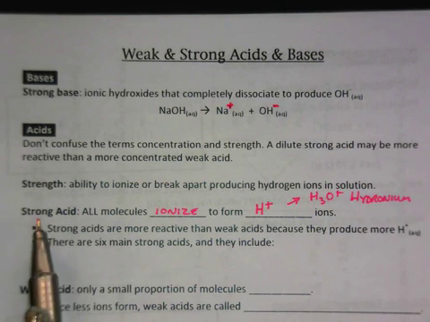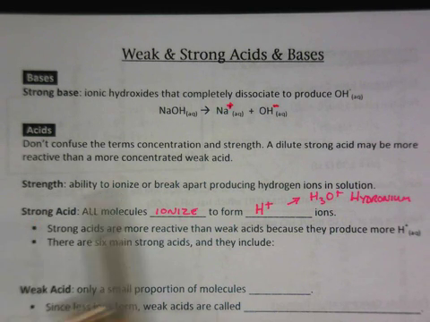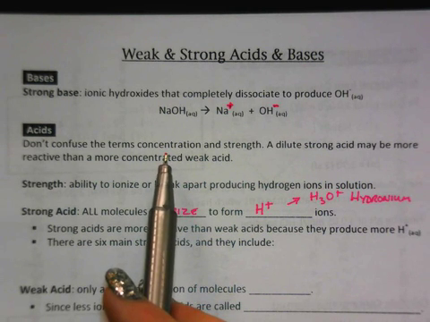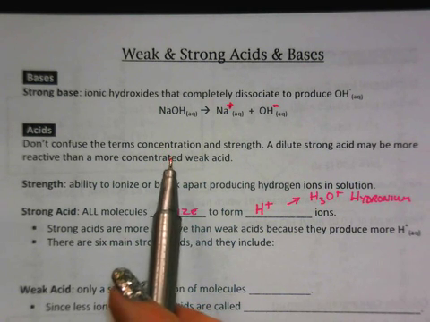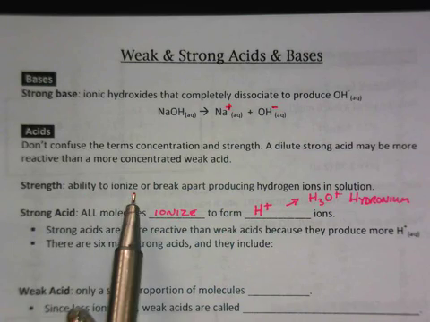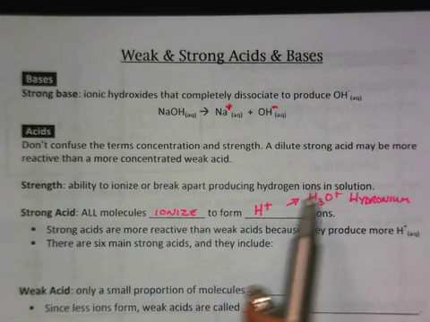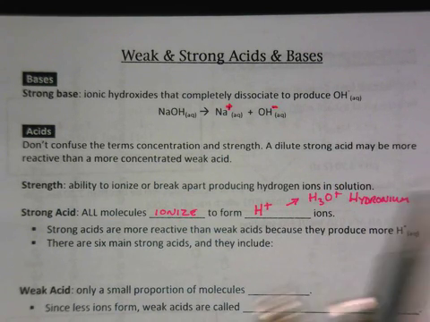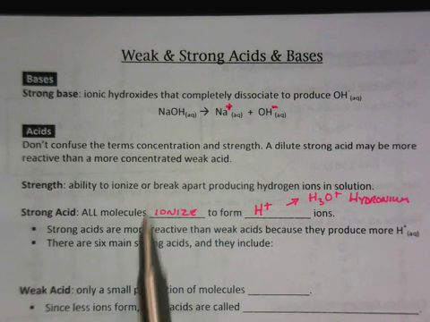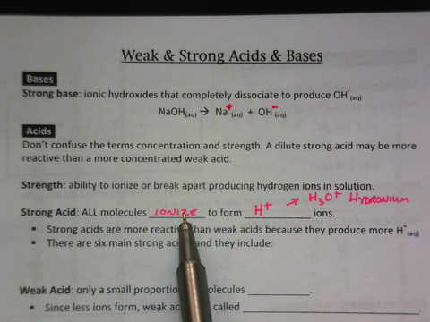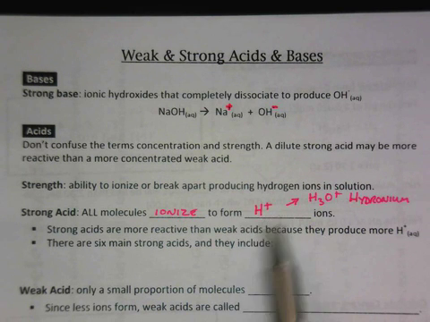When I say a strong acid, I do not mean a concentrated acid. There's two separate different pairs of words that we're going to use to describe acids and bases. When we say strong or when we say weak, we are speaking about the ability to ionize, to break apart, to produce hydrogen ions in solution. When we say it's strong, it means that all of the molecules ionize. When we say that it's weak, very few of the molecules split into H+.